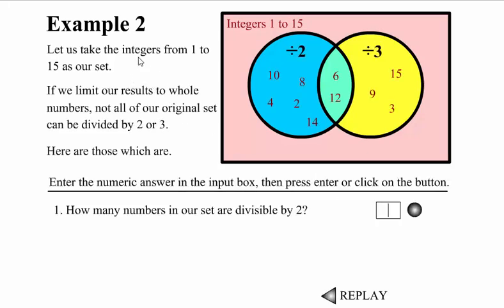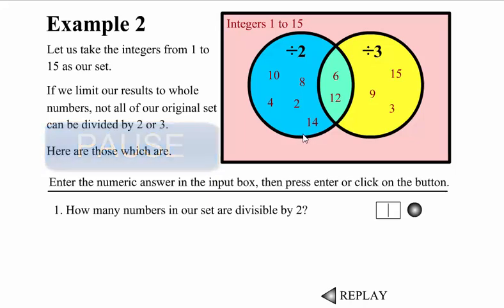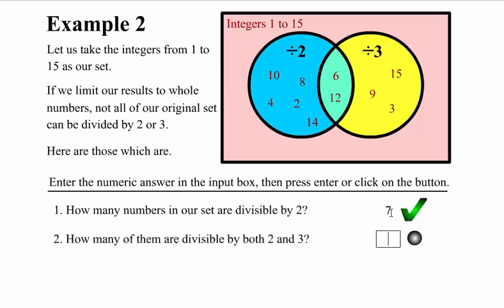So let's look at the integers 1 to 15, and we're looking at which numbers divide by 2, which numbers divide by 3. And so how many numbers in our set are divisible by 2? So here, of course, we're looking at the blue circle and the overlap. 1, 2, 3, 4, 5, 6, 7 numbers are divisible by 2.